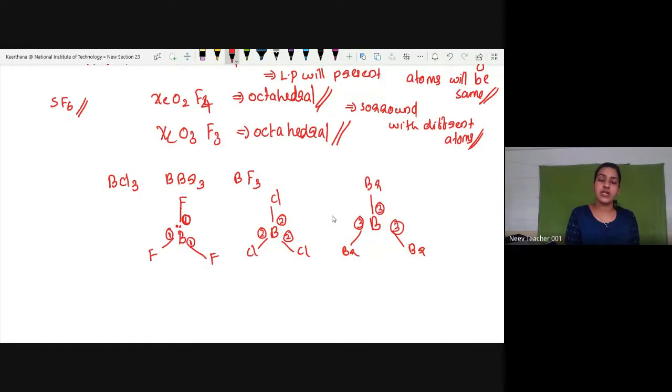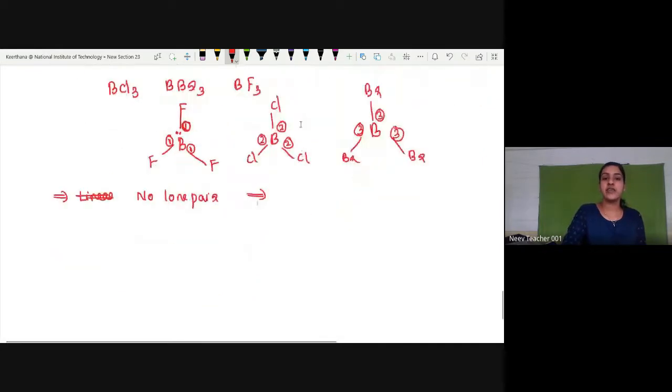So they will arrange at 120 degrees. When you're considering BCl3, all three are the same, so they will arrange at 120 degrees, and this also will arrange at 120 degrees. I'm not sure, is it clear or not? For those cases with no lone pair, you don't worry about the surrounding atoms or anything. In this case, it will be 120.